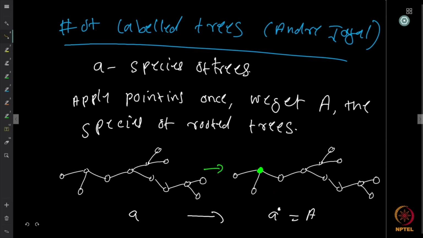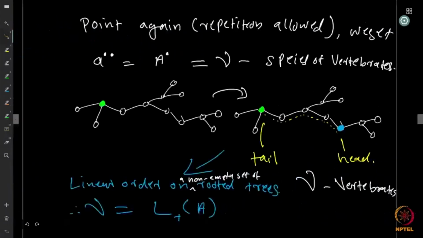We will keep track of this, right? So we have started with some number of trees. Then we say that whenever you start with an n vertex tree, after the pointing you get n times that many trees, right? Rooted trees.